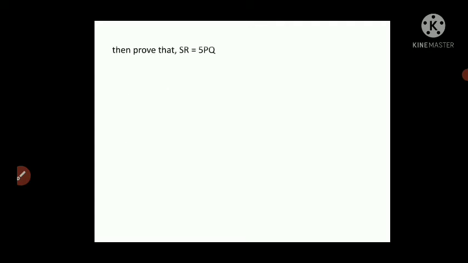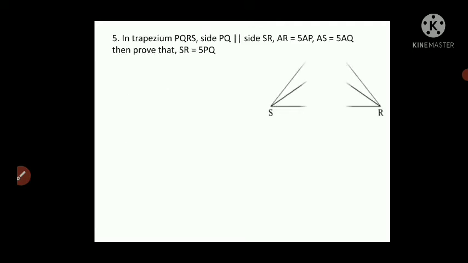Next is question number 5. In trapezium, you see the diagram now. It is given that quadrilateral PQRS is a trapezium where side PQ is parallel to SR. Now we know in a trapezium only one pair of opposite sides are parallel to each other. So it is given that PQRS is a trapezium where PQ is parallel to SR.